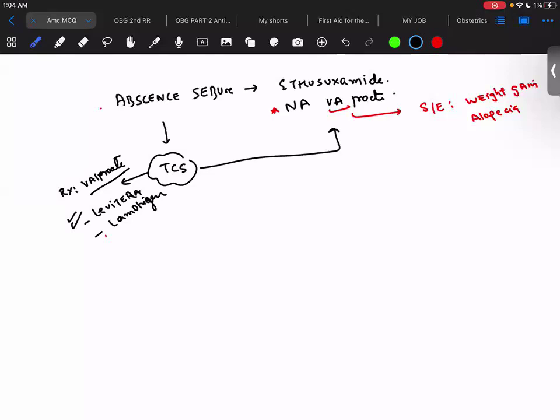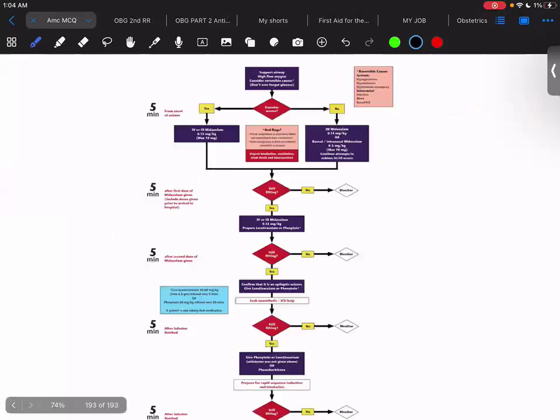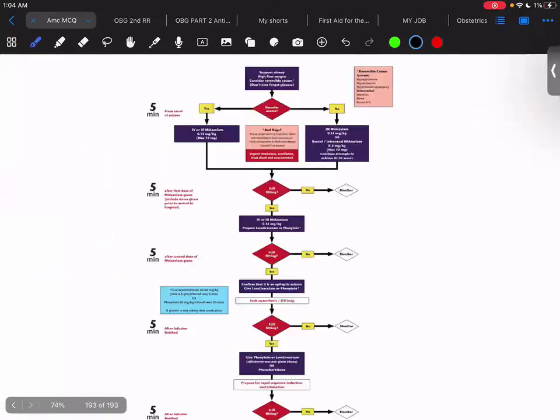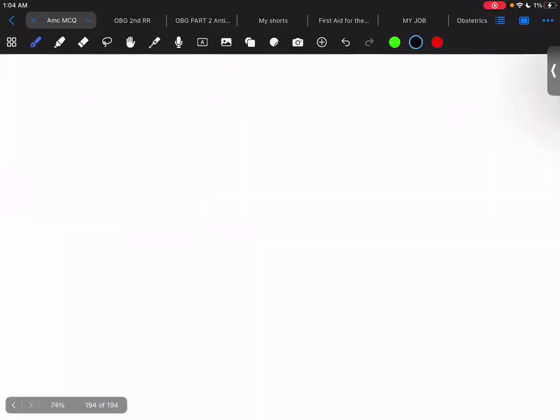After that, once we're done with all of these things, what we should remember is status epilepticus. I don't want to make it very hectic for you. I will just give you a flow chart. You just remember that, and everything will be okay.